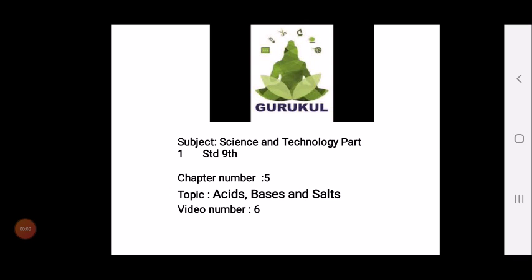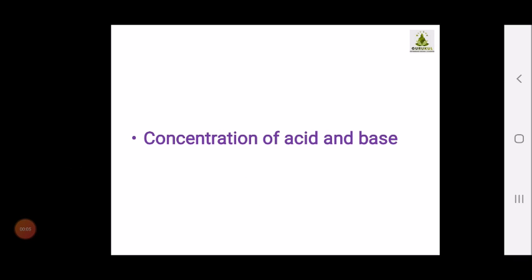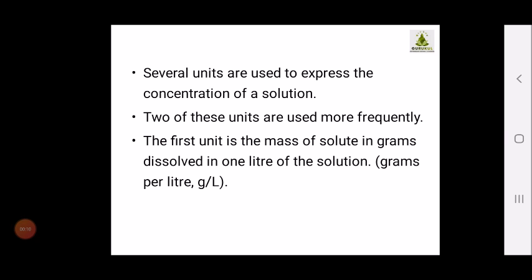Children, now we will be continuing with the concentration of acid and base. Several units are used to express the concentration of a solution. Two of these units are used more frequently. The first unit is the mass of solute in grams dissolved in 1 liter of solution. It is known as gram per liter and expressed in the short form small g upon capital L. So g stands for gram and capital L stands for liter.